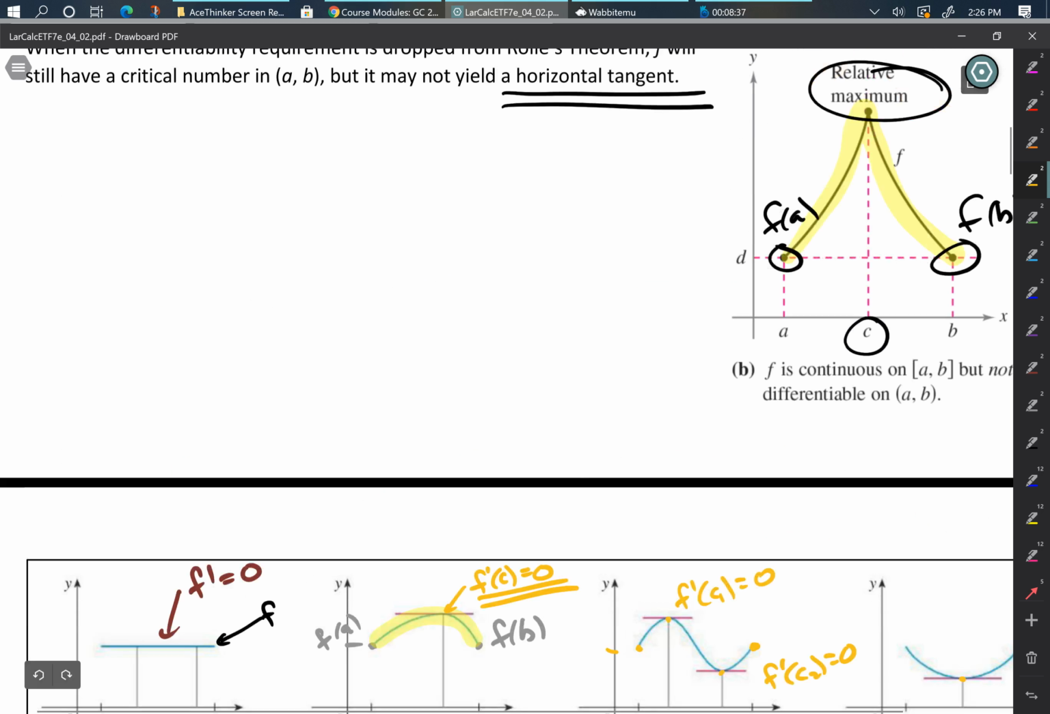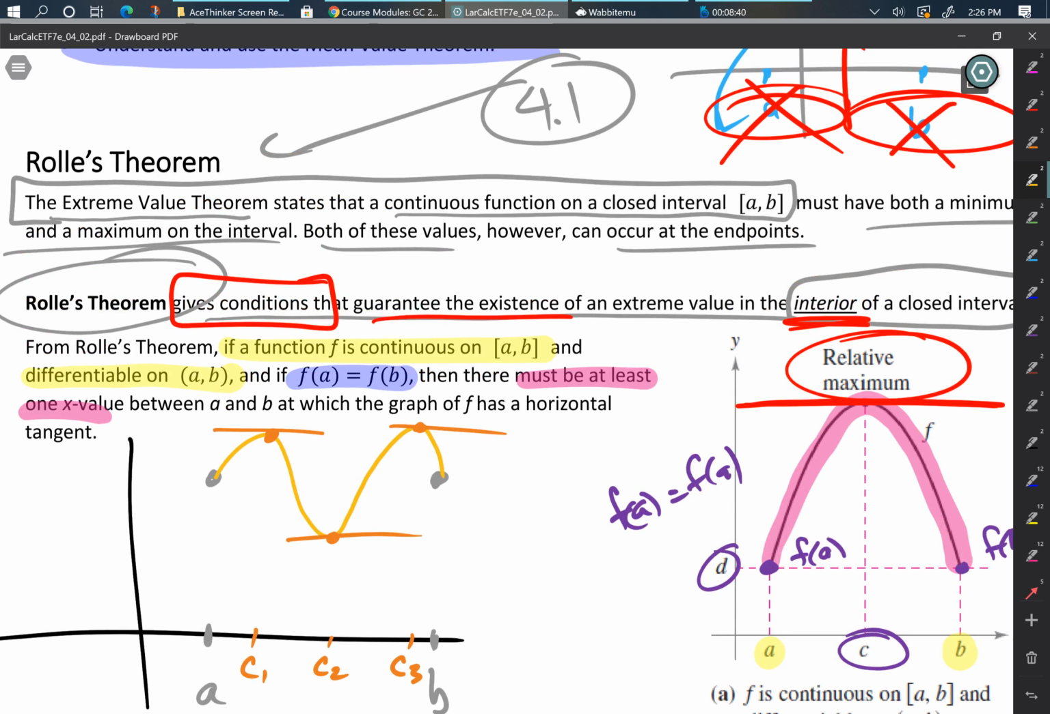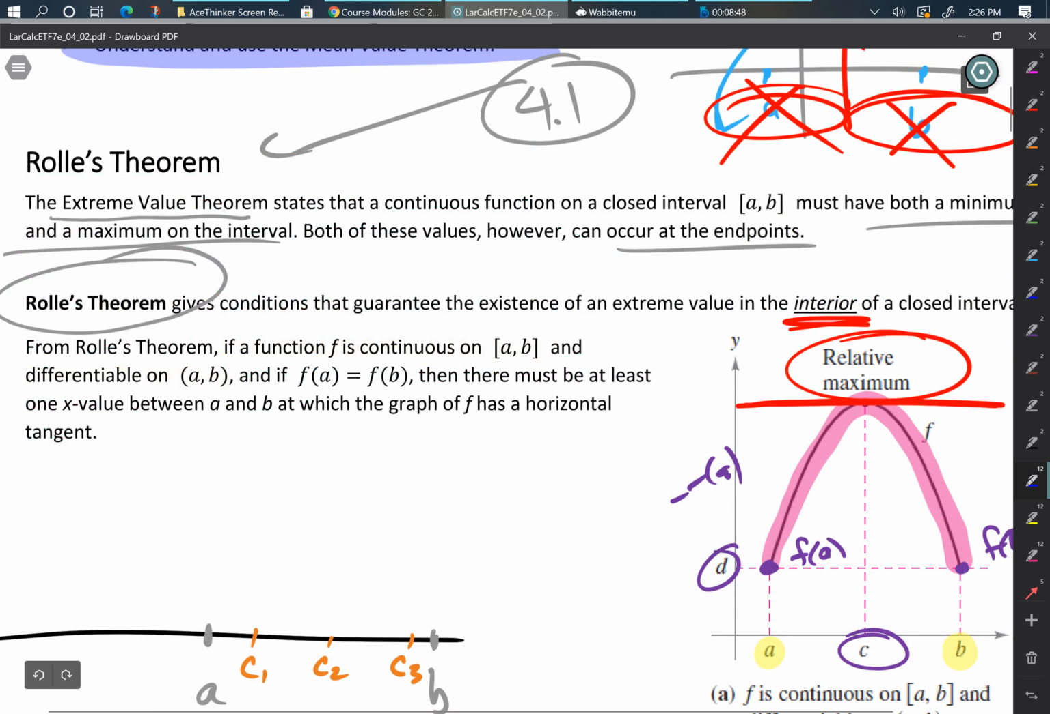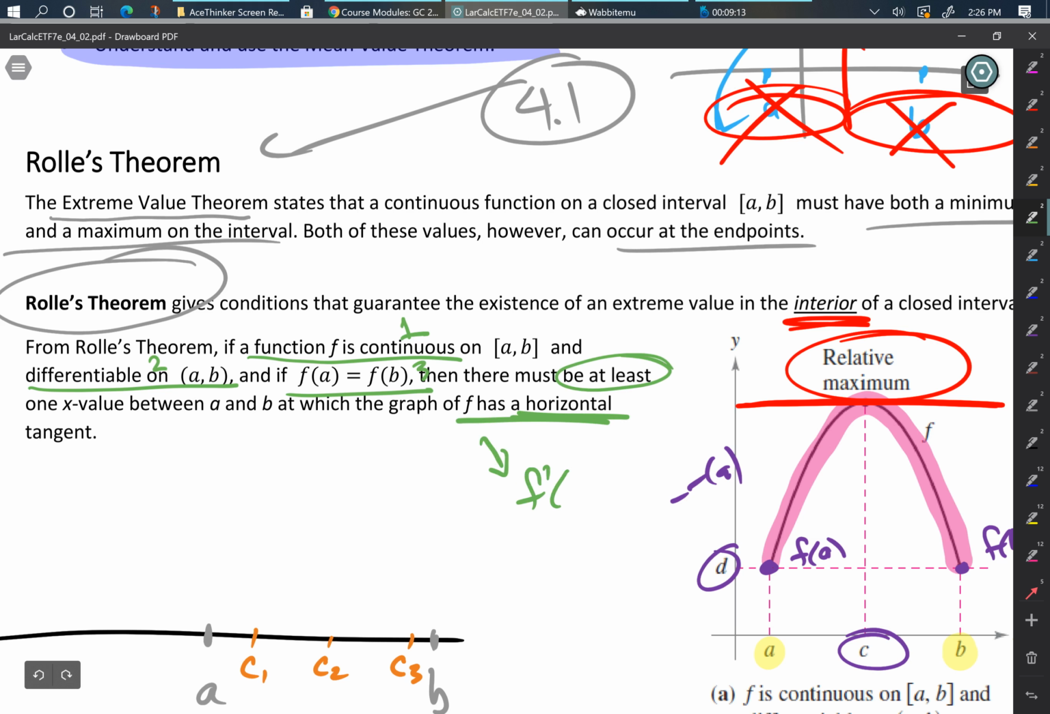All right, so let's go back up here real quick and take a look at Rolle's theorem again. What are the requirements? Let me clean some of this mess off of here. There are three requirements. One, it must be continuous. Two, it must be differentiable. And three, the endpoints must have the same y value. Then there's going to be at least one x value, those numbers we're calling c's, where it has a horizontal tangent, and saying it has a horizontal tangent is the same as saying that the derivative at c will be equal to 0.